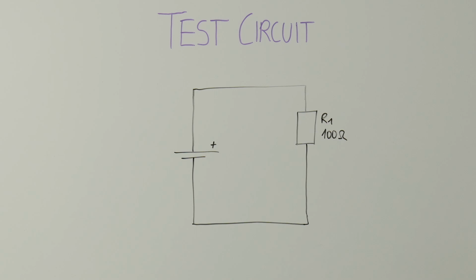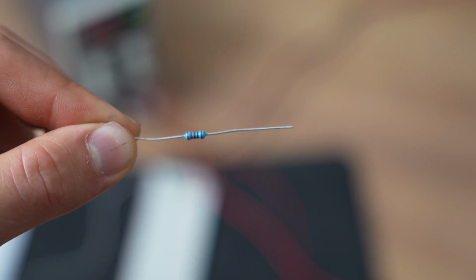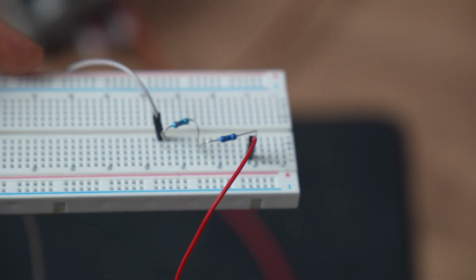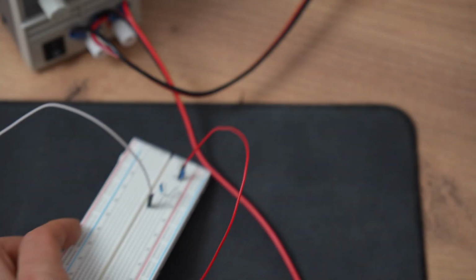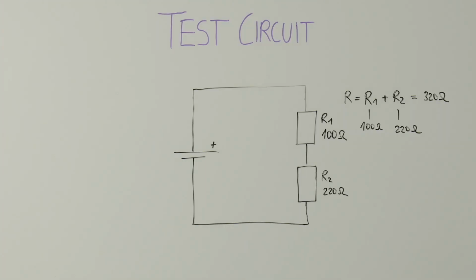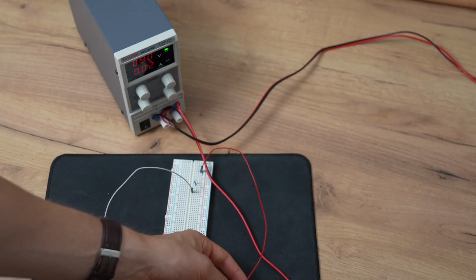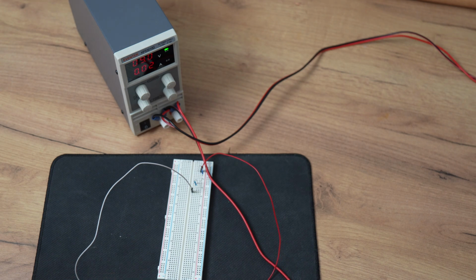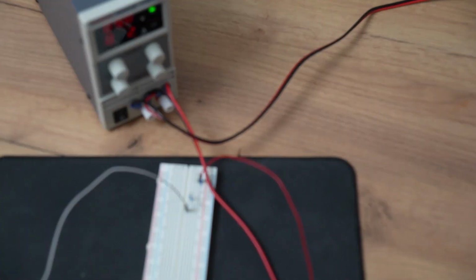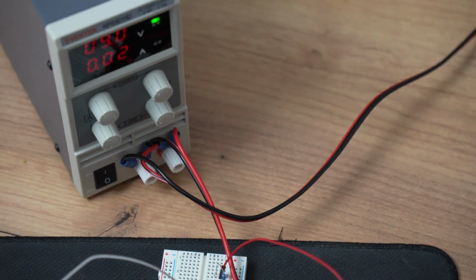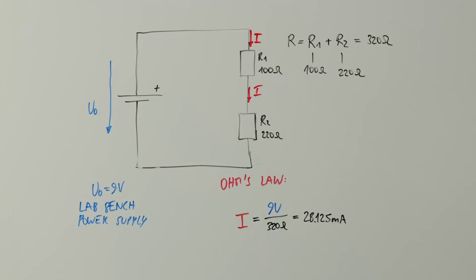Let's create a similar test circuit again. We use the 100 ohm resistor from before again and now add a 220 ohm resistor indicated by red, red, black, black, brown. This results in a total resistance of 320 ohm. We supply 9 volt again, which results in a current of 28.125 milliamp. And as we can see, the lab bench power supply indicates 0.02 amps. You have to be aware that our lab bench measures currents only with an accuracy in the range of milliamperes. So the 20 milliamps we got here indicate that our calculation was again correct.